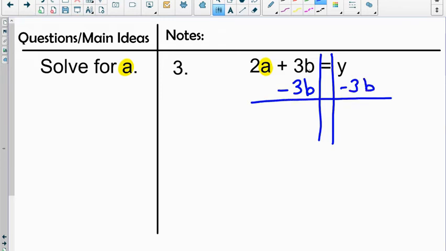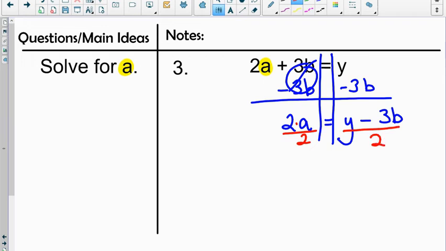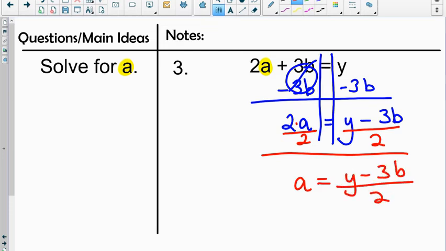Since 3b minus 3b is 0, that leaves us with 2 times a equals y minus 3b. To continue getting a by itself, we need to undo the multiplication. So I divide both sides by 2. And I'm left with a equals y minus 3b all over 2. We solve for a because a is by itself.